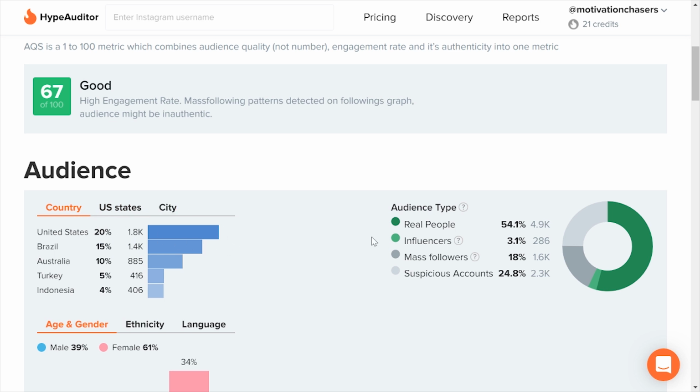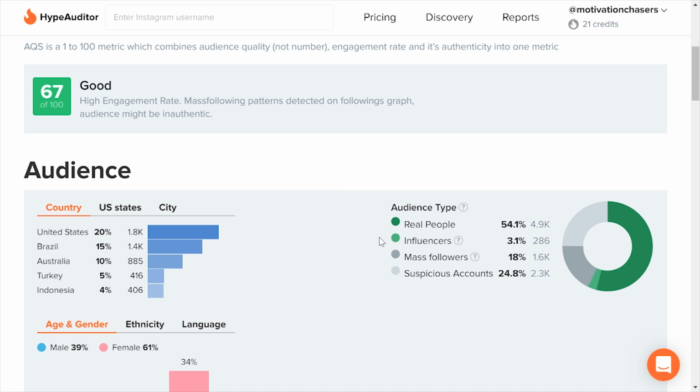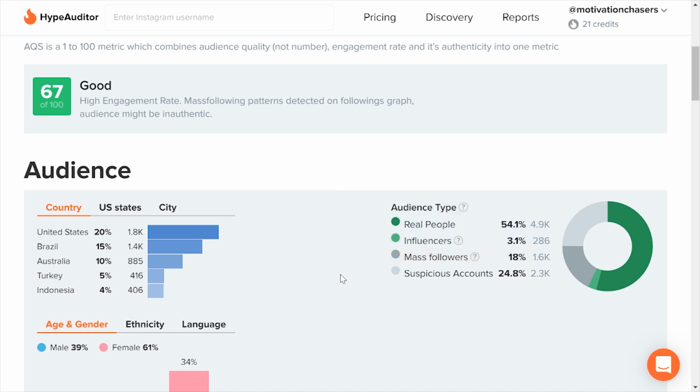But anyways, this right here is pretty cool. Audience type: real people, 54%. Influencers, so you can basically see how many influencers are following you. Accounts with more than 5,000 followers, 3.1%. Mass followers, 18%. These are accounts that are following more than 1,500 people, which is not ideal, because these people are not going to see your post in their newsfeed since they're following so many people.